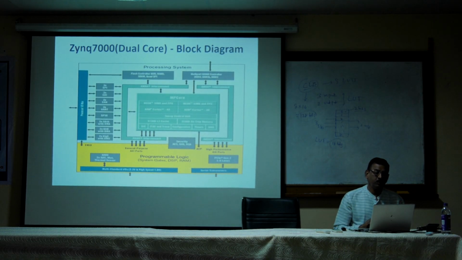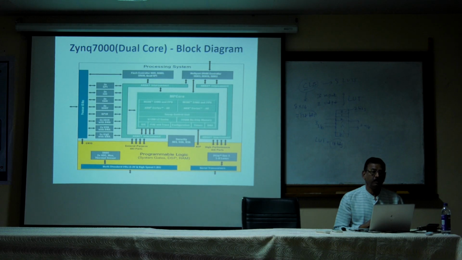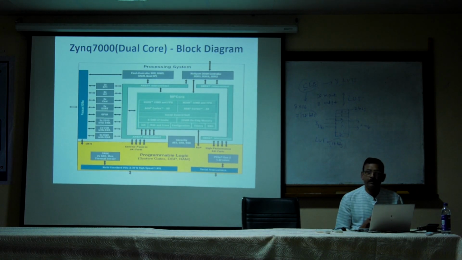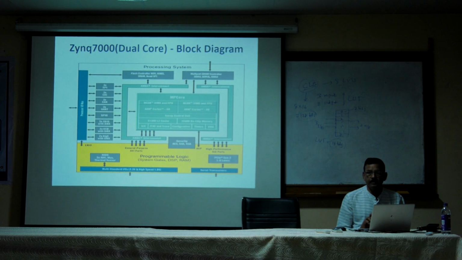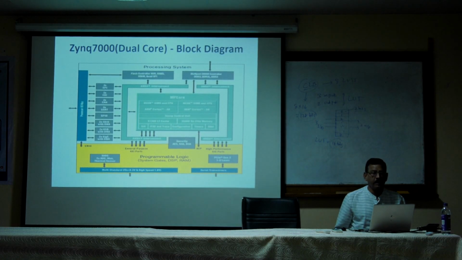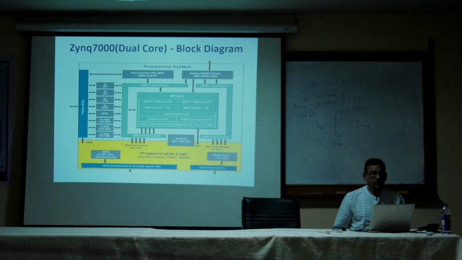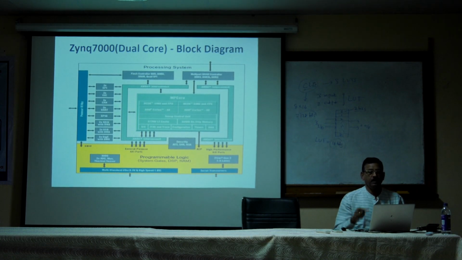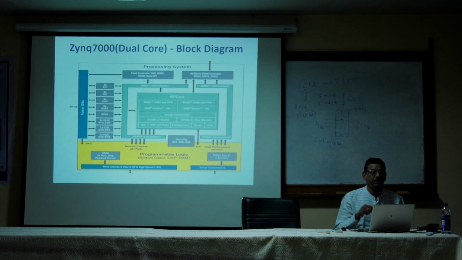See, this portion, completely the blue color one, that is the processing system, PS. The yellow color one is programmable logic. The FPGA fabric is the yellow color one. So the total is one FPGA, the total Zynq FPGA.